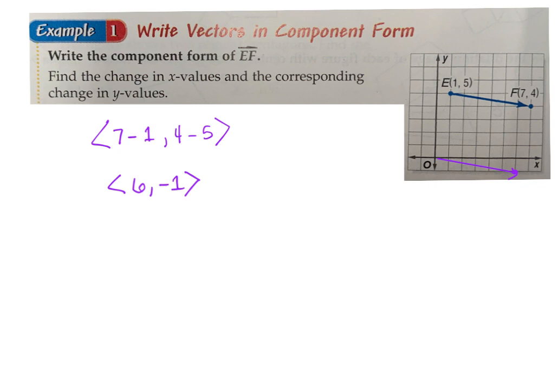But the length and the direction did not change. The purple vector that I drew right here is the exact same length and the exact same direction as the original one. So this still represents the direction and the length of that vector. It does not represent the starting point, but it does represent the direction and length of the vector.